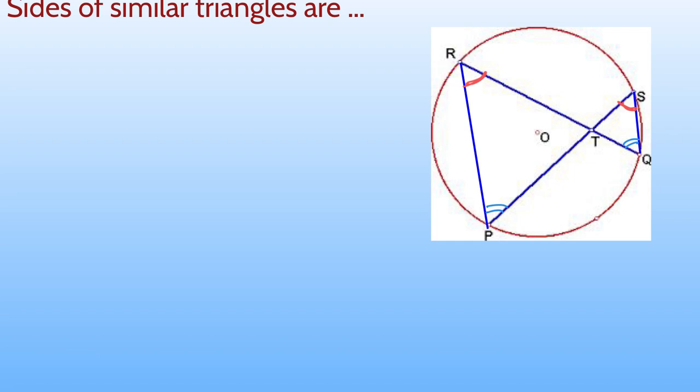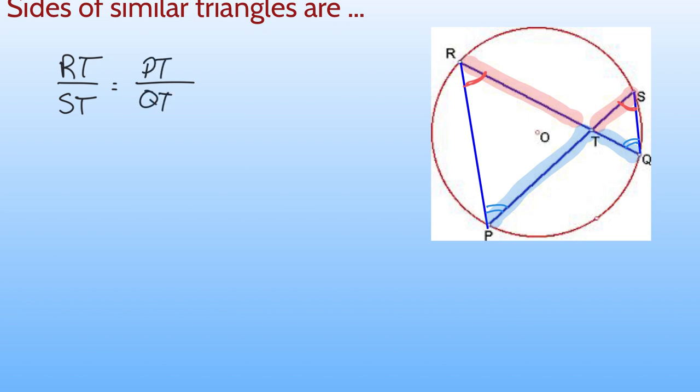Now, the sides of similar triangles are always in proportion. So if they're in proportion, we know that, for example, RT and ST are proportionate. So we have RT over ST. And then that should equal, let's get some other proportionate sides here, like PT and QT. QT, what a nickname. All right, PT over QT.